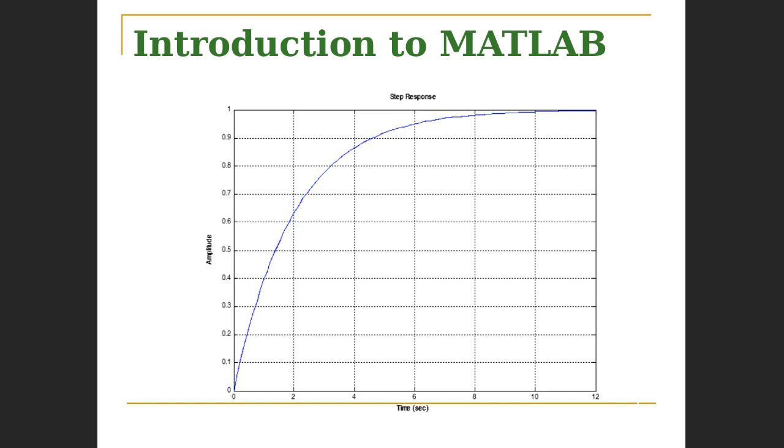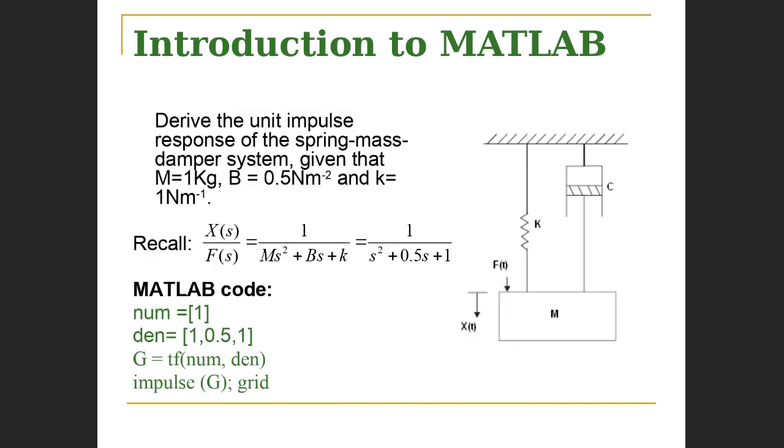Now, in subsequent lab activities, you will be using MATLAB to perform analysis of various systems. It's no different for this mechanical spring mass damper system, where in the last session we derived the transfer function. Given the specific values in the system, we end up with a unique transfer function. This time we're not going to find the step response, but the impulse response.